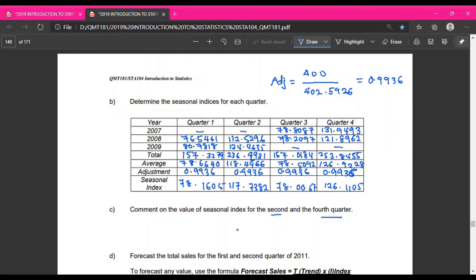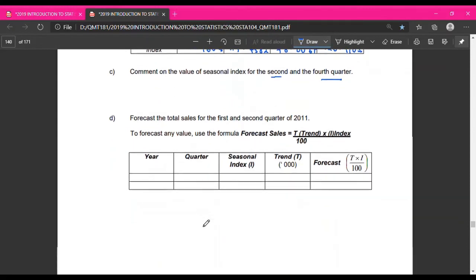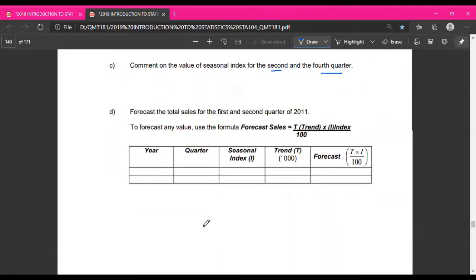Okay, untuk fourth quarter pula, kita boleh katakan the advertising cost for the fourth quarter are also above the trend, which is 26.11% above the trend, sebab dia lebih dari 100. Kalau yang kurang dari 100 ni below the trend. How many below? So you kena tolak lah 100, tolak the value of the seasonal indices. Okay, soalan last sekali, dia nak you forecast the total sales for the first and second quarter of 2011.